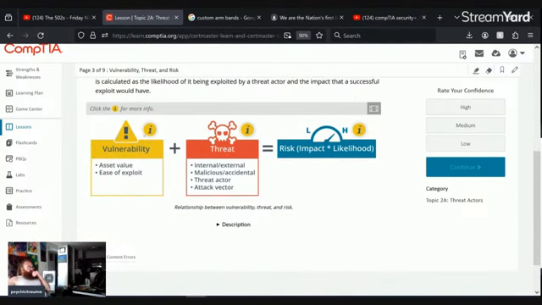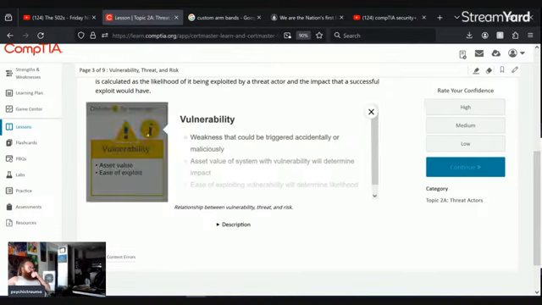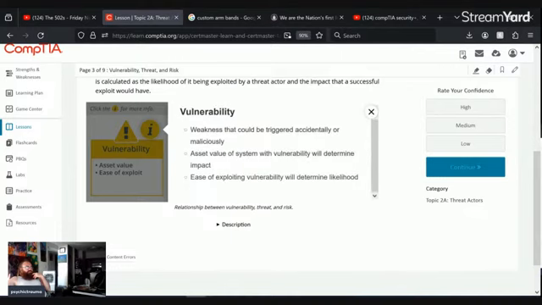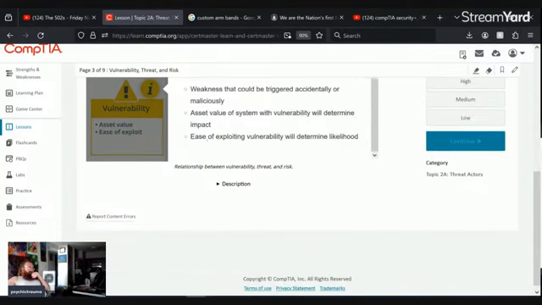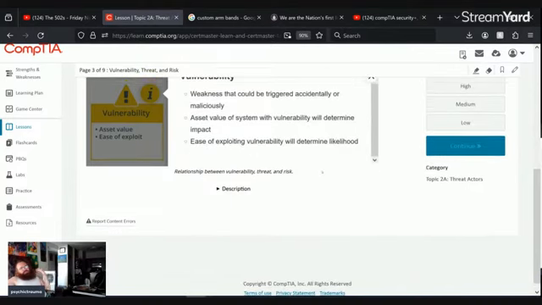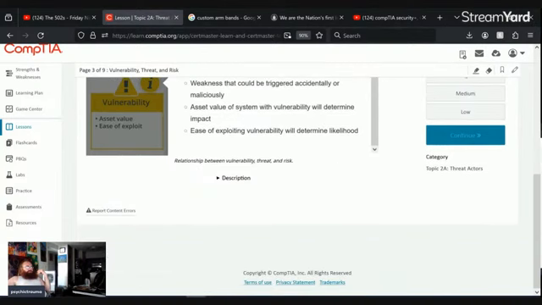Vulnerability: asset value, ease of exploitation. A weakness that could be triggered accidentally or maliciously. Asset value of the system with the vulnerability will determine impact. Ease of exploiting the vulnerability will determine likelihood.